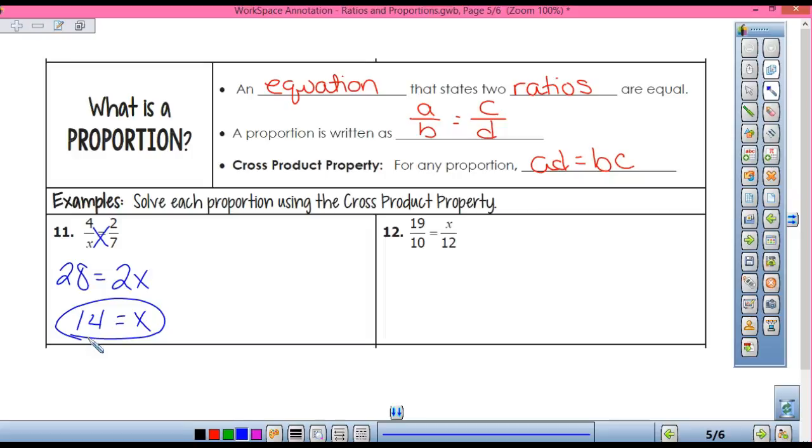Over here, 19 times 12, 228 equals 10x. And how am I going to solve this? Divide by 10. X equals 22.8. And you will get a lot of decimals when we're doing proportions. And we'll go to the nearest tenth when we're doing these today.